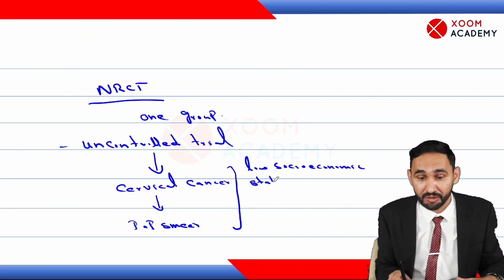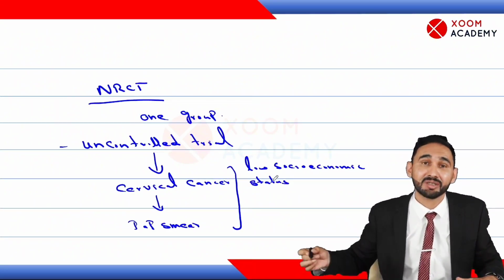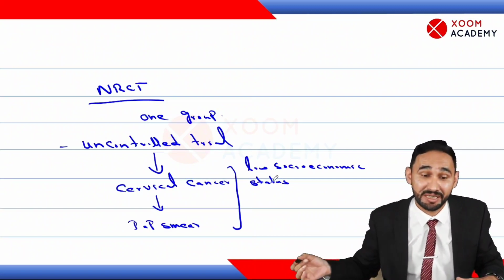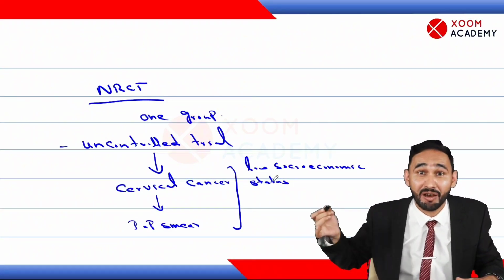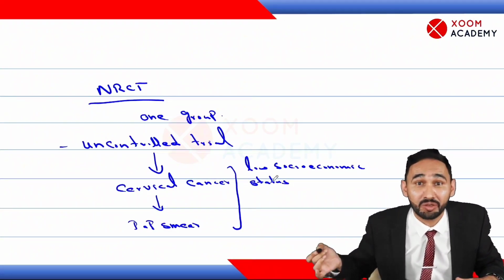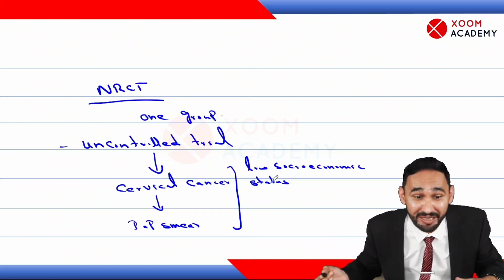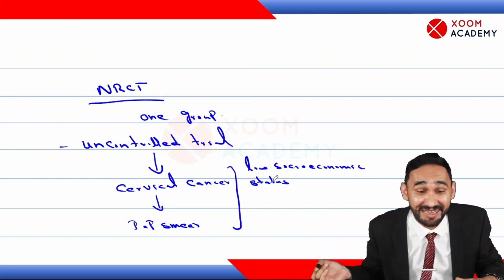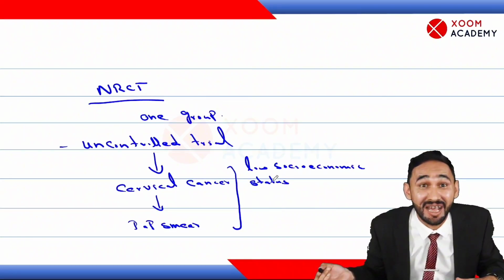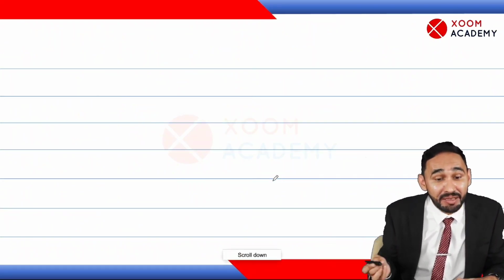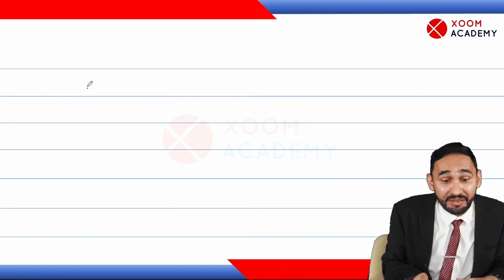So there is no need to take two groups, or there is no need of comparison group in this study. We just take a group of female who belong to low socioeconomic status. We do pap smear in them. Then we measure the burden of cervical cancer in them. This is uncontrolled trial. Other examples may be before and after comparison trial.